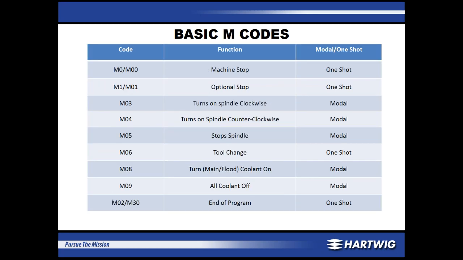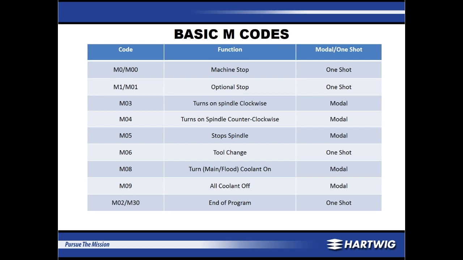Some of the basic M codes we'll use early in this class are M0 and M00. Both of those mean the exact same thing, and they bring the machine to a stop. That'll usually stop the spindle, stop the coolant, stop everything else, and let you open up the doors and look at the part that's inside.